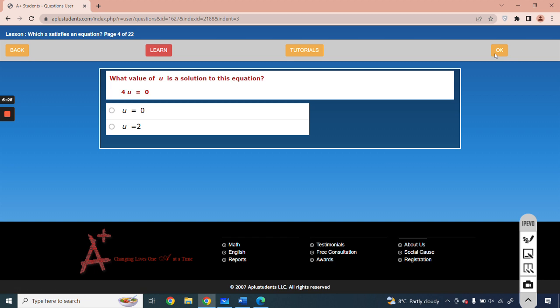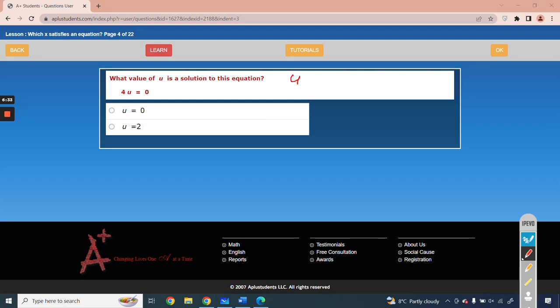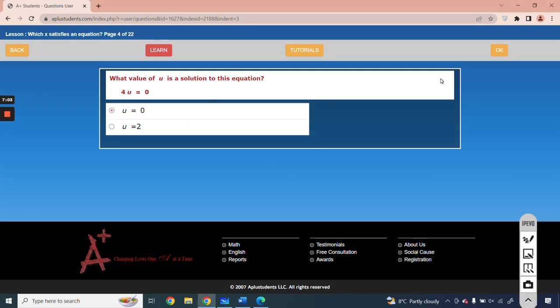Okay, what value of u is the solution of the equation? 4u equals 0. So 4 is multiplying to u. Opposite to multiplication is division. You have to divide both sides of the equation by 4. Got it? So 4 and 4 cancel out each other, and 0 divided by any number is 0. So the correct option is 0. That means u equals 0. Option number 1 is the correct option. Got it? So just select the correct option and click on the OK button.